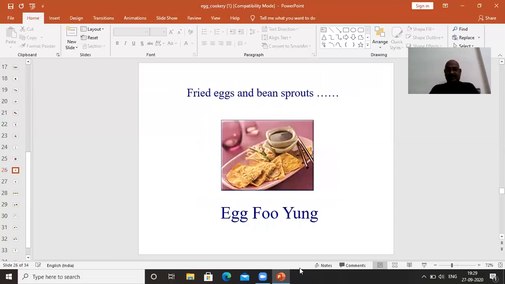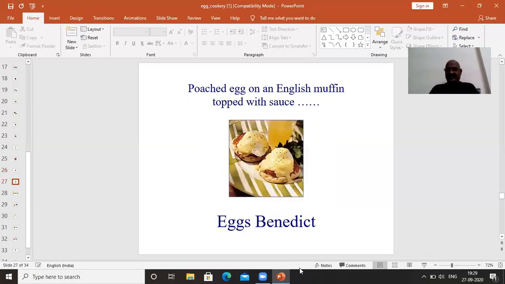Fried eggs, bean sprout, egg foo yong. In oriental preparations also we use some kinds of egg preparation, chili egg, chili mushroom egg, egg 65, egg foo yong. So many varieties of eggs you can use in oriental preparation also. And eggs Benedict, as I said earlier, the poached egg is taken and placed on English muffins with bacon, Canadian bacon, and hollandaise sauce on top of that, served as eggs Benedict. Eggs Benedict is a traditional breakfast preparation from the English people.